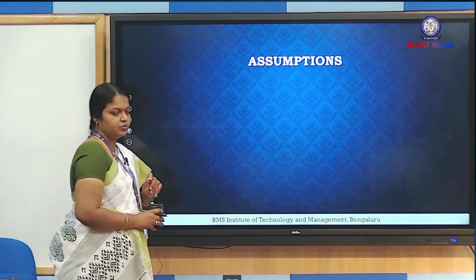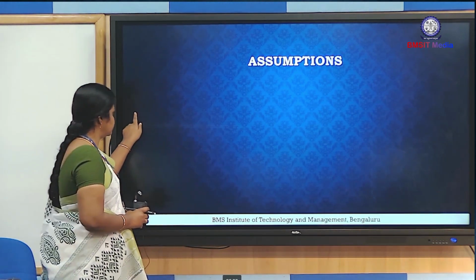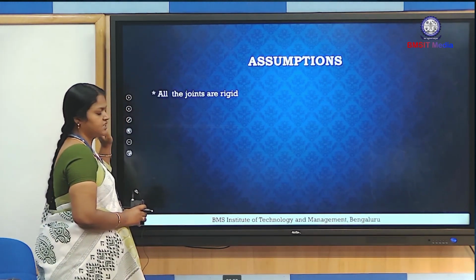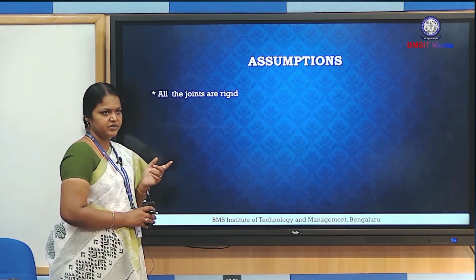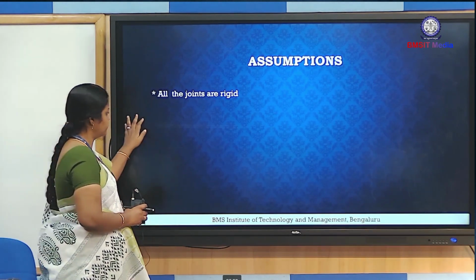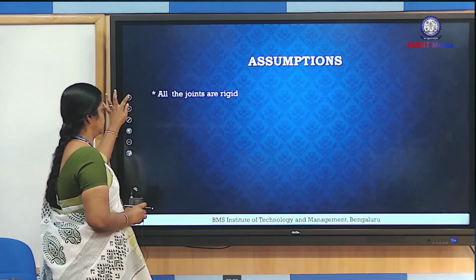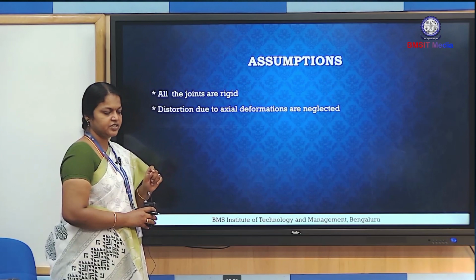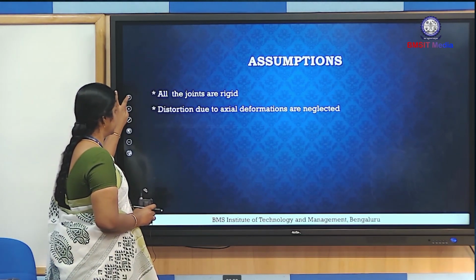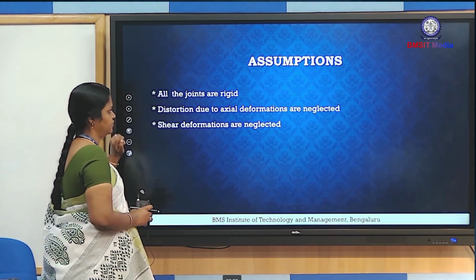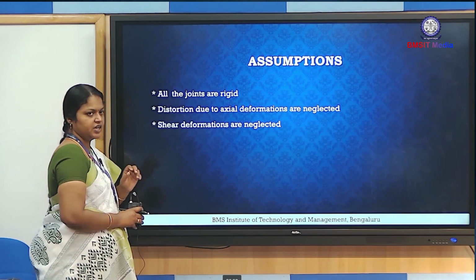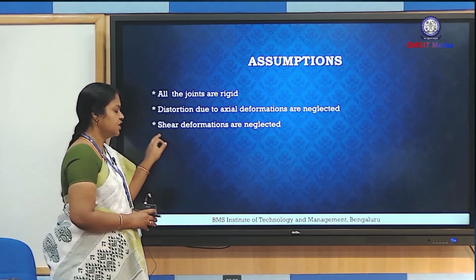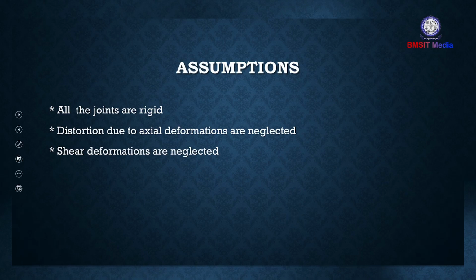First we will see the assumptions. The first assumption is all the joints are rigid. The angle between the two members does not change after the deformation also. Next, the effect of axial force and shear force we can neglect. Only consider the effect of moment. These are the assumptions we have to follow for the derivation of the slope deflection equation. Before seeing the derivation, first we should understand the sign convention.